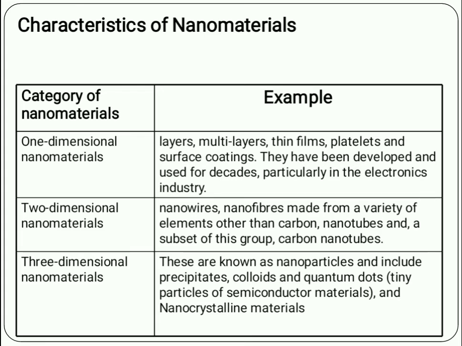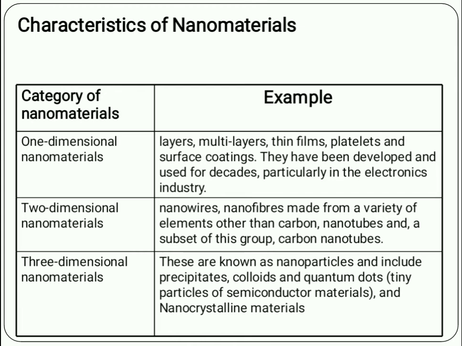Now again, three dimensional nanomaterials are there. These are known as nanoparticles. They include precipitates, colloids, quantum dots. Quantum dots are nothing but tiny particles of semiconductor material, and nanocrystalline materials. So that is all about the nanomaterials that are used in industry. This is the advanced type of material that can be used.